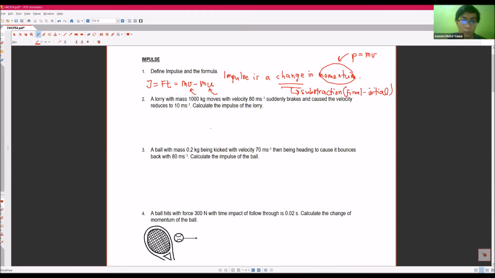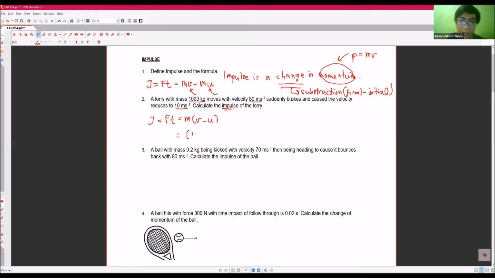So let's move on to number 2. The lorry with mass 1000 kilogram moves with velocity 80 meters per second, suddenly brakes and causes the velocity to reduce to 10 meters per second. Calculate the impulse of the lorry. So let's write down the formula. J equal to Ft equal to mv minus mu. We can also write mv minus mu in factorized form because we have the same mass. So we can factorize the mass, bring it forward, and leave in the brackets the final minus initial velocity. We cannot use F times t because we don't have force or time given in the question. So we have to use the normal formula.